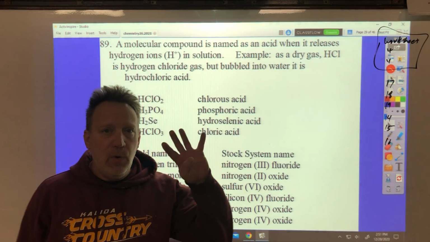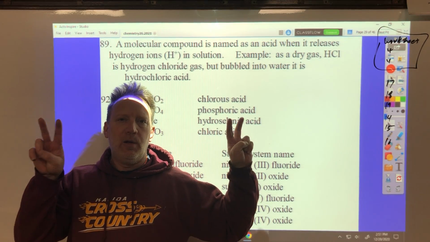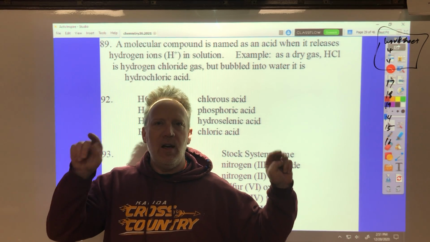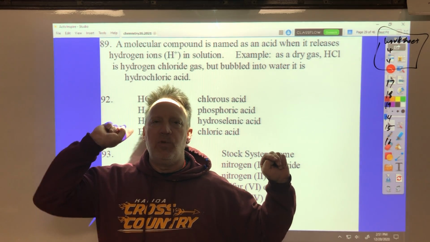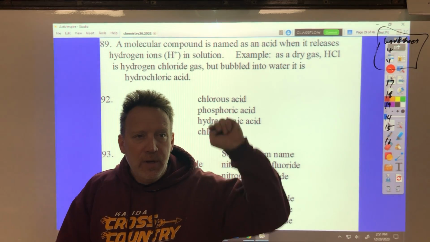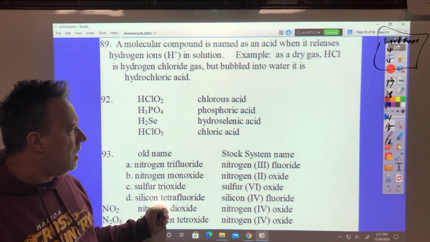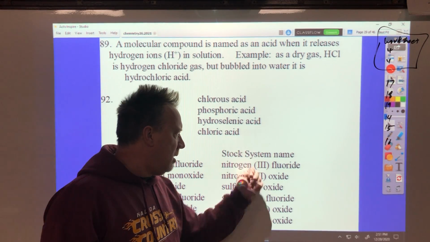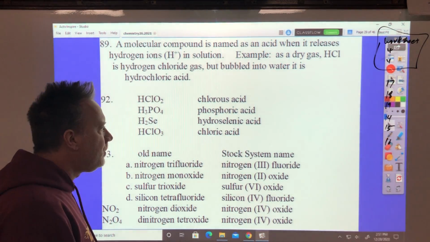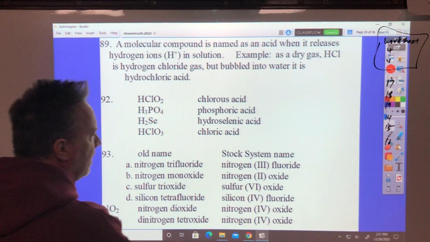So we actually have 4 naming systems, 2 for ionic, 2 for molecular covalent. On ionic, you have binaries and names for stuff with polyatomic ions. You should know both of those from last chapter. In this chapter, we have the old naming system and a stock system naming system. You should be good with both of them, although this is the one that we're testing over in this chapter.